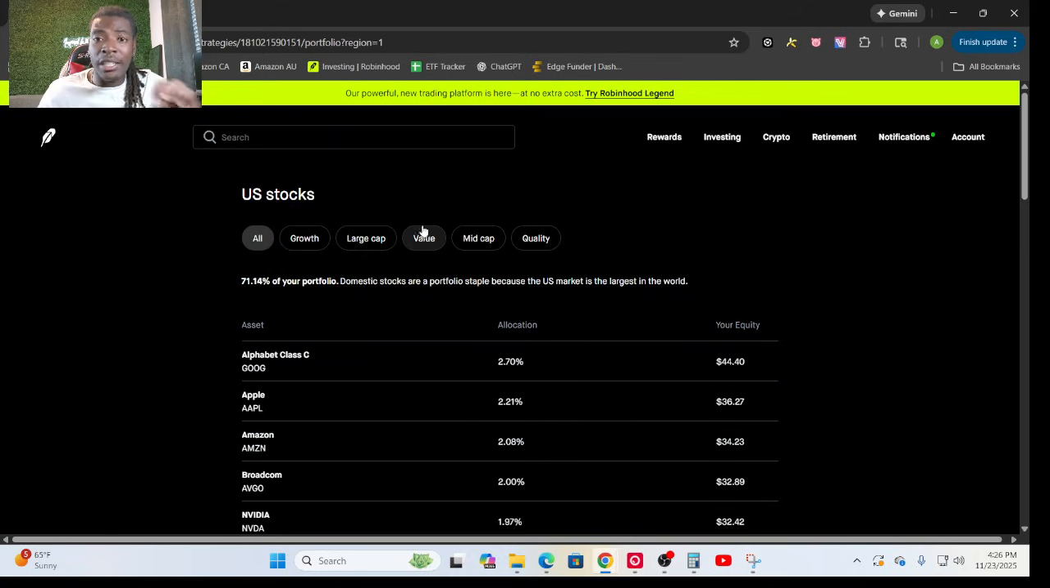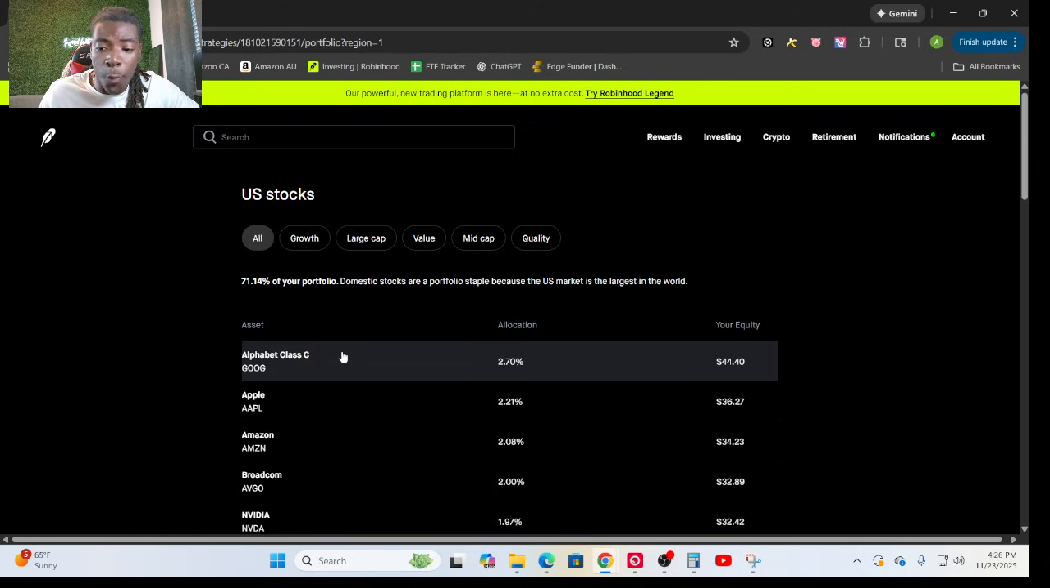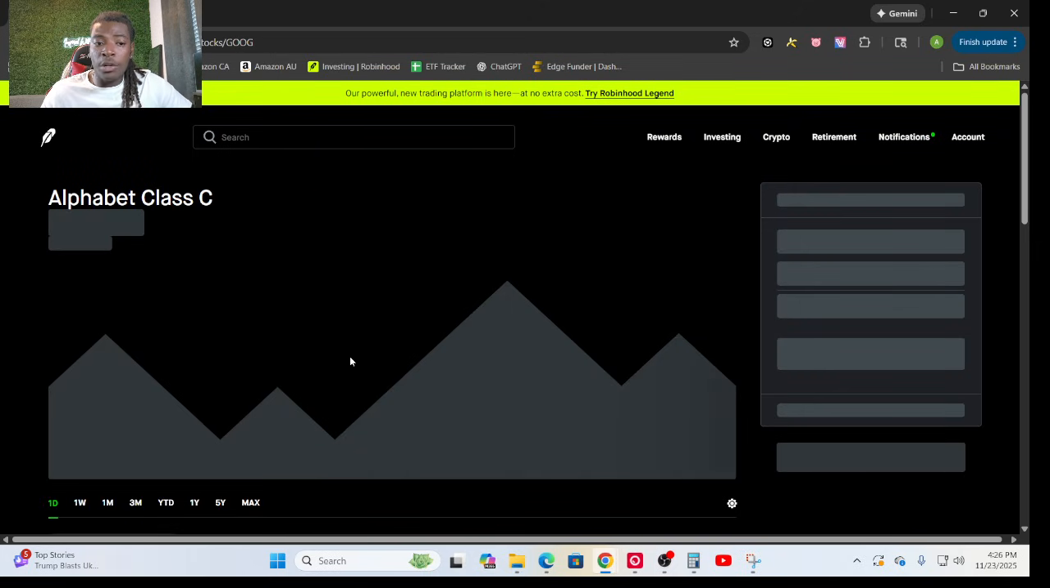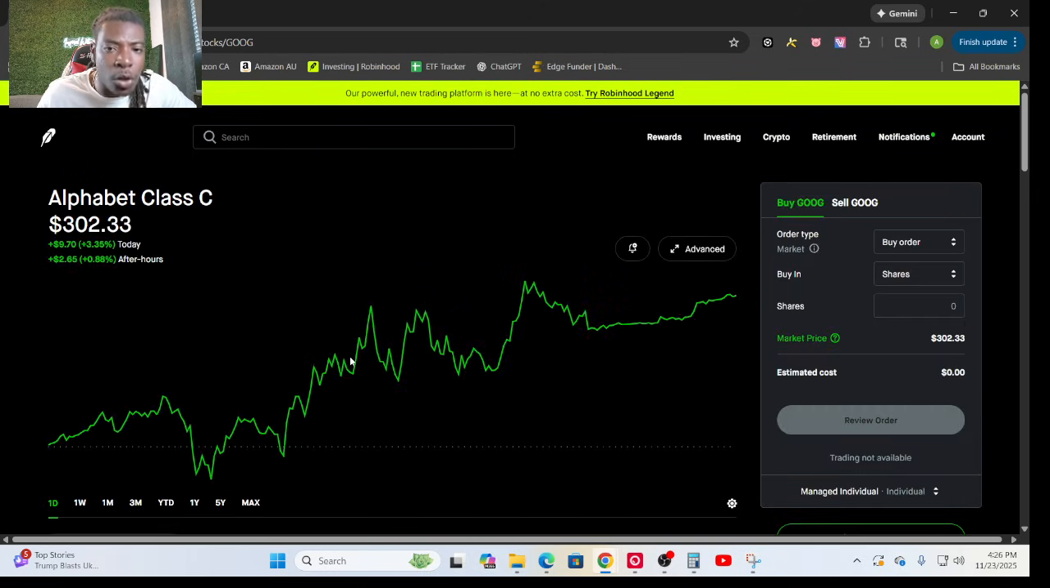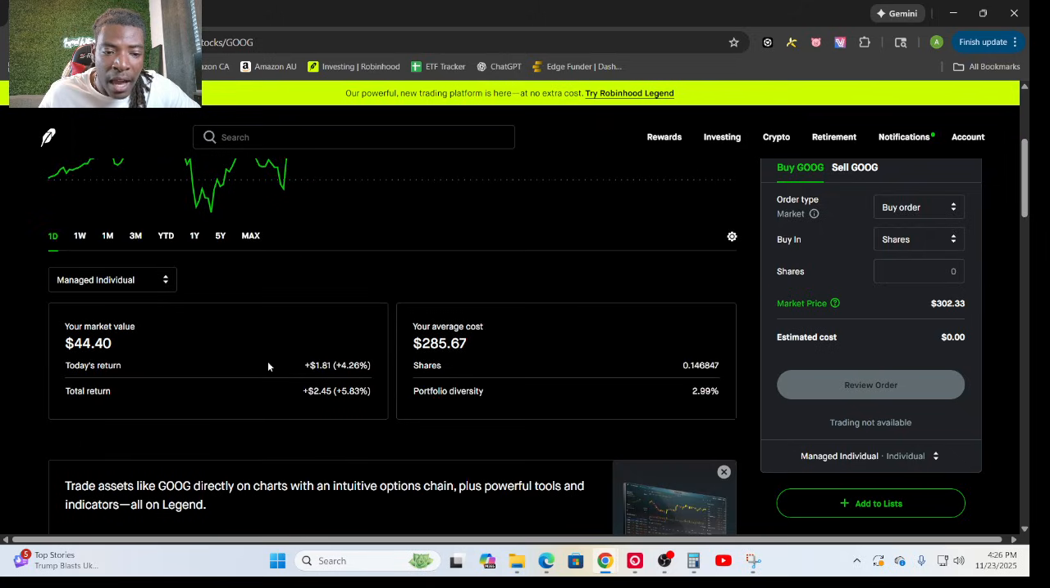Whenever the market does good, guess what? You are invested in it. You actually have equity in these companies. If I were to open up, for example, Google, I'm holding Google. I have shares of Google. Yeah, I don't have a full share, but guess what? I currently own 0.14 shares of Google.